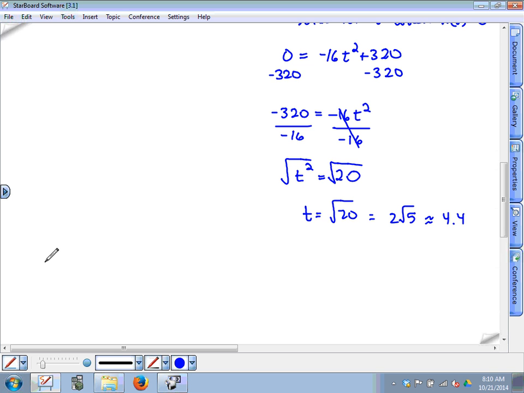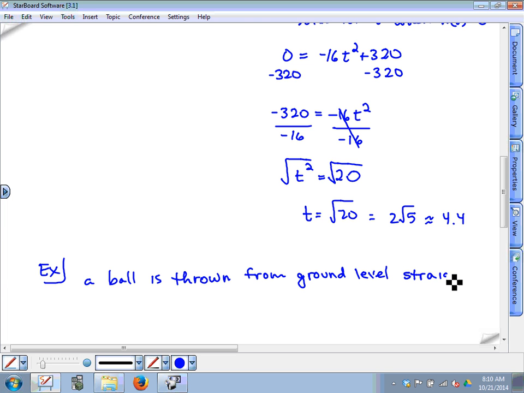Let's do something slightly different. Here's a new example. Let's say a ball this time is thrown. A ball is thrown from ground level. And let's say it's thrown by Colin Kaepernick. Ground level, straight up, with an initial velocity.